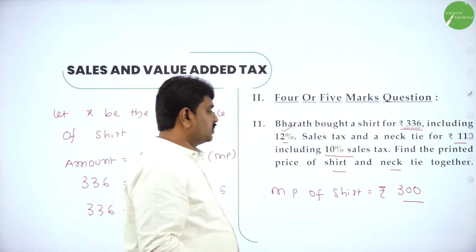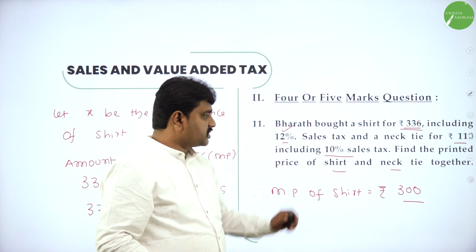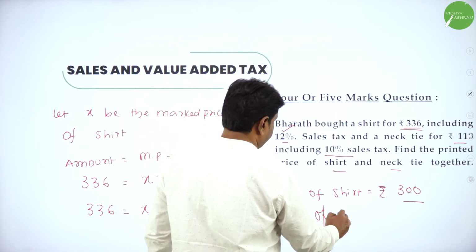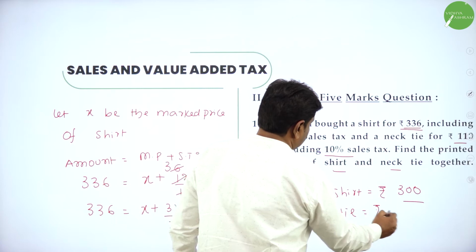So now, the conclusion: they want you to find the printed price of both. Therefore, the market price or printed price of the shirt and tie together is rupees 400.